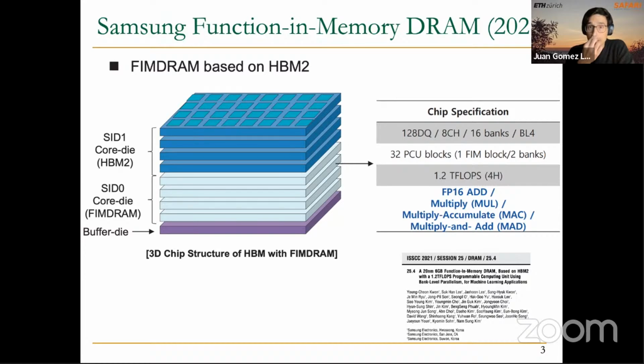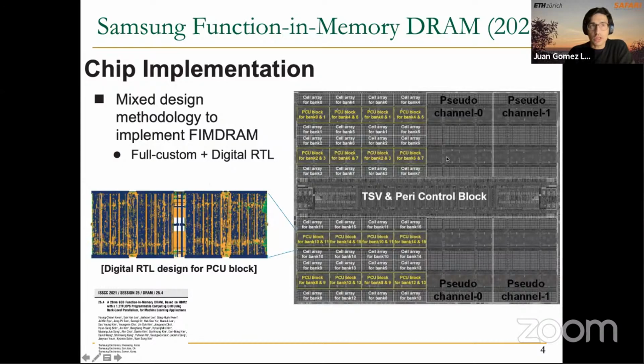FIMDRAM. It's based on HBM2 memory, as you may remember, and inside an HBM stack we may have some dies, some of the layers that are for storage, and some others that are for compute. And here you can see the layout of one of these compute layers, where we can identify the cell arrays or the banks, and how every two banks are connected to a PCU block, which is essentially a SIMD unit that has access to the two neighboring or adjacent banks.